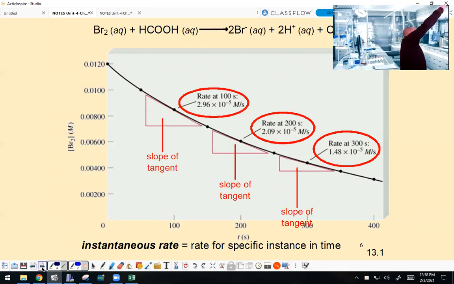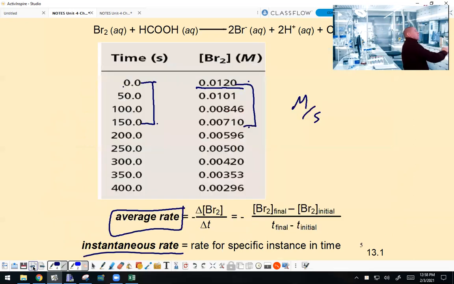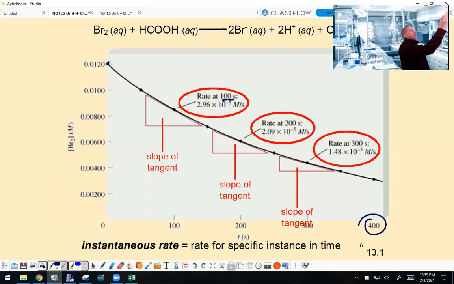So you can see there's our starting concentration, and they graphed it all the way up to 400 seconds. And we get this nice curve that's occurring. At 100 seconds, the concentration of bromine is 0.08, and now the rate would be 2.96 times 10 to the minus 5 molarity per second. And it's changing as you go down. As the concentration of the reactant decreases, the reaction rate also decreases.